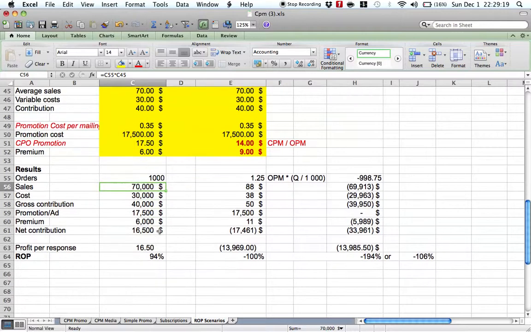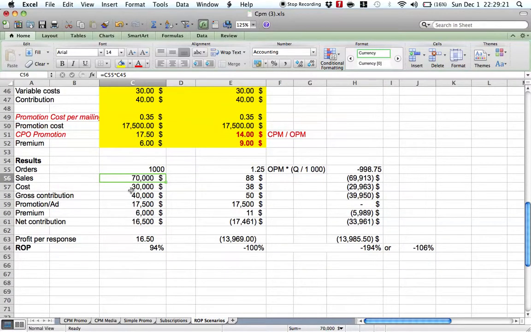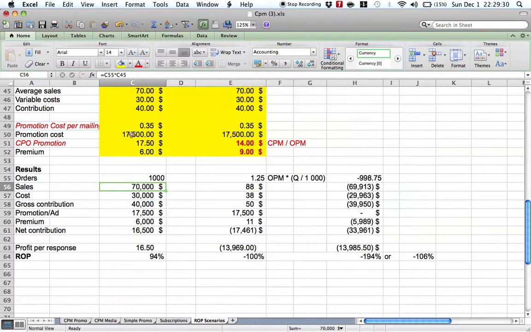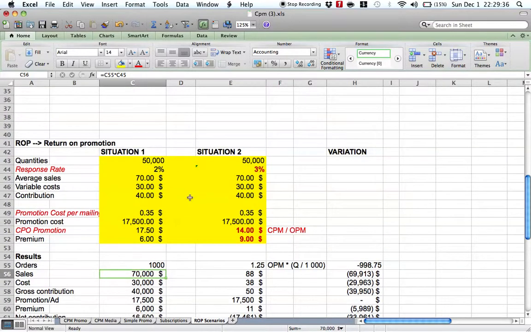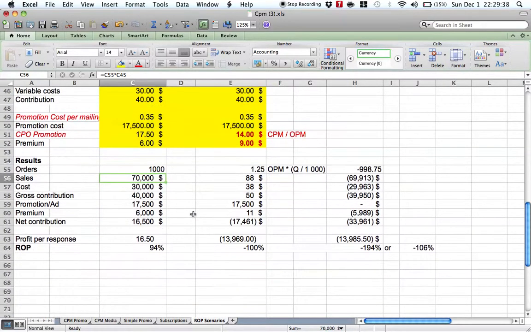contribution margin. Then we would like to collect all of this and keep it in the company, but unfortunately we did spend some money on the promotional ad, and that is the promotional cost of $17,500. We just take that from right here. That's how much it costs us in order to send the 50,000 postcards, call it. And so we take that 40,000 minus 17,500, and then we also have this premium.